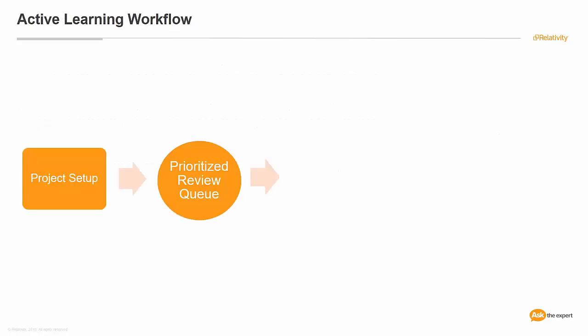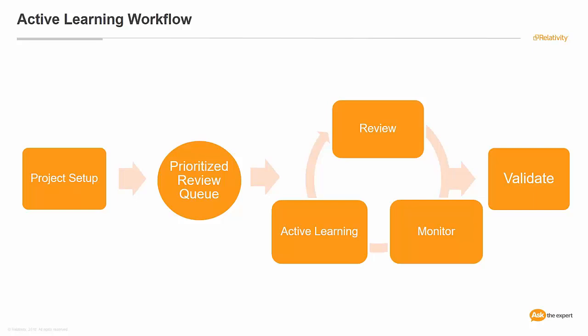And then just to illustrate that graphically at a high level, it's this prioritized review queue you're working in, and this iterative process of reviewing, monitoring, learning until you reach a point where you run the validation. And if the validation returns results that aren't acceptable, where the error rate is not acceptably low enough, or the elusion rate, then you can go back into the project and continue to iterate, review, monitor, and then validate again until you achieve the results that are acceptable to you and your team.